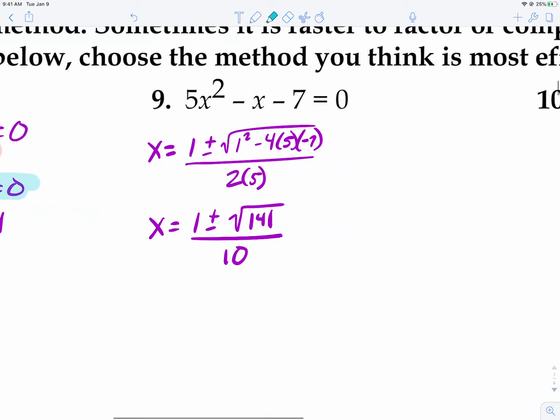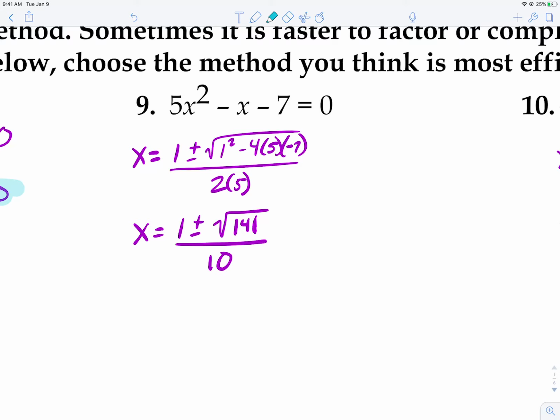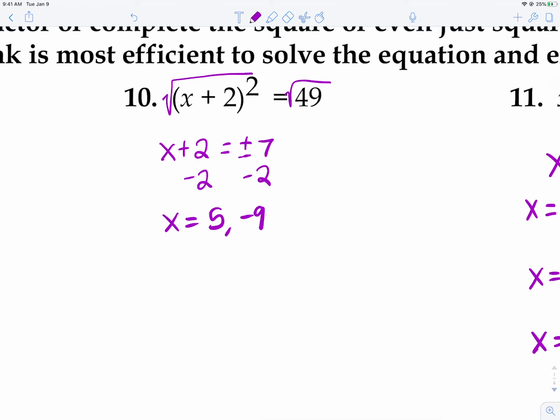Okay, for problem number 9, I ended up using the quadratic formula because I couldn't factor it. If you use negative b plus or minus the square root of b squared minus 4ac all over 2a, you end up with 1 plus or minus the square root of 141 over 10. The square root of 141 can't be reduced, so that is your final answer. You could make a decimal equivalent of it. I didn't do it.